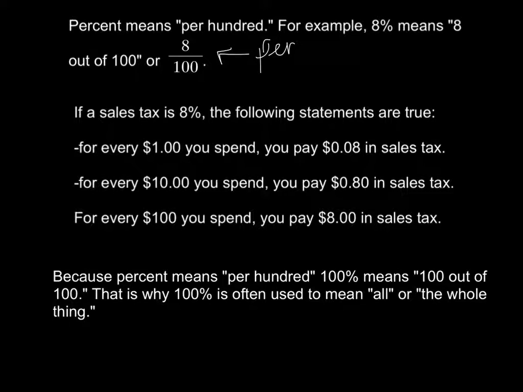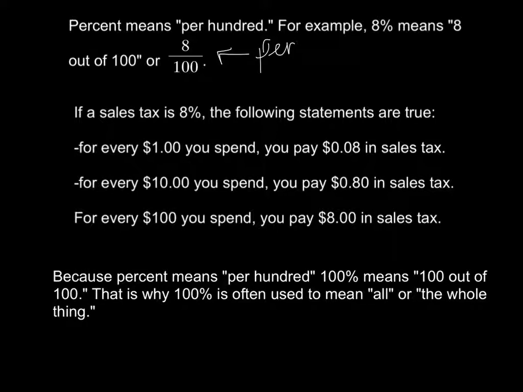If the sales tax of the city says 8%, the following statements are true. For every dollar, so if I'm going to go buy a sucker for $1, I'm going to have to pay 8 cents in sales tax. So my total will come to $1.08.